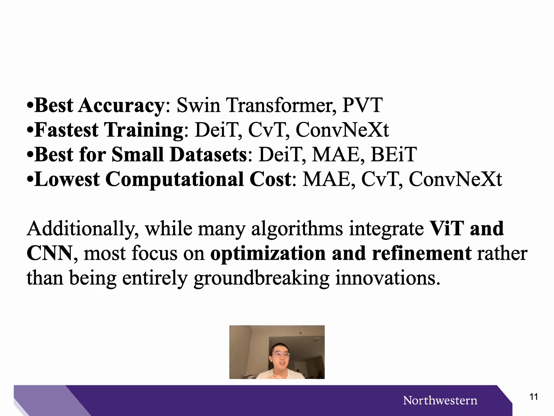Let's move on. In recent years, many algorithms integrate the vision transformer and convolutional neural network together. Most focus on optimization and improvement rather than groundbreaking innovation. We can see from the history that many algorithms are end-to-end neural networks. What does end-to-end neural network mean? That means the input is an image and the output is the classes. This is mainly because the convolutional neural network achieves excellent accuracy.